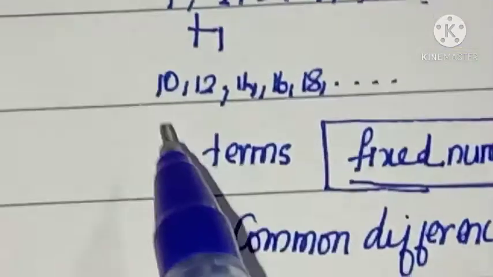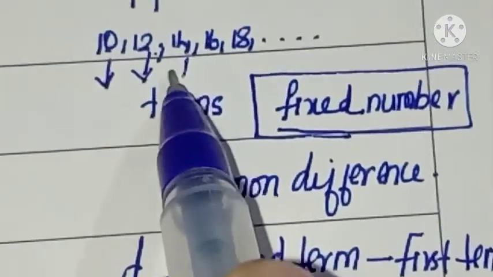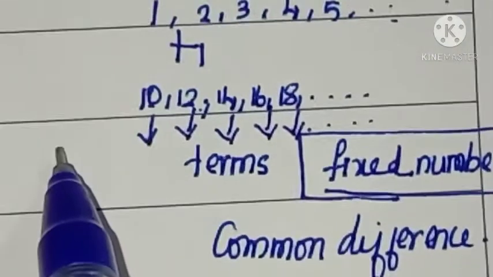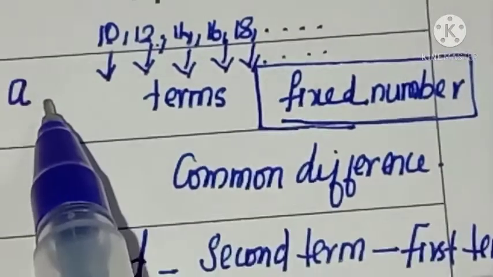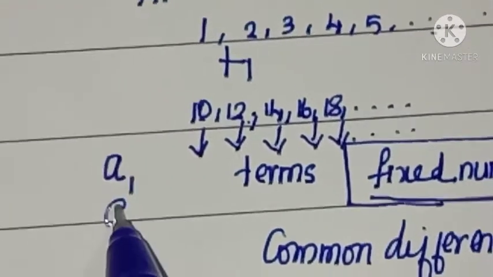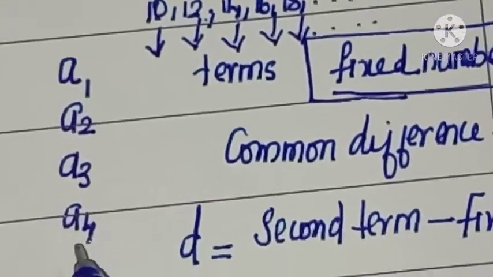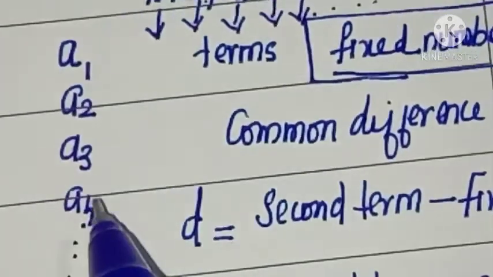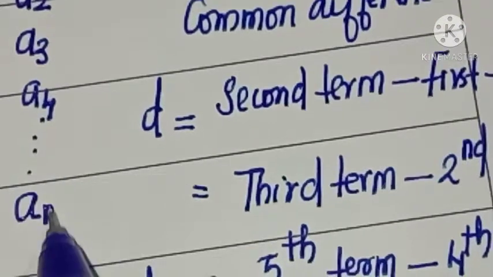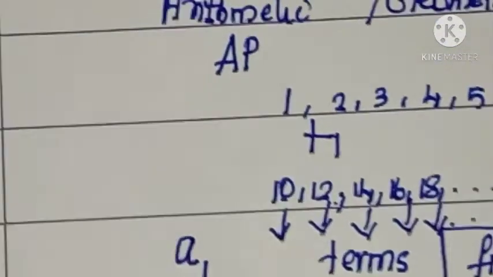Now these are called terms: first term, second term, third term, fourth term, fifth term and so on. Terms are denoted by the letter a. So the first term is a or a1, the second term is a2, the third term a3, the fourth term a4, etc. If we extend these terms, we get the nth term or last term as an. So an represents the last term or nth term.